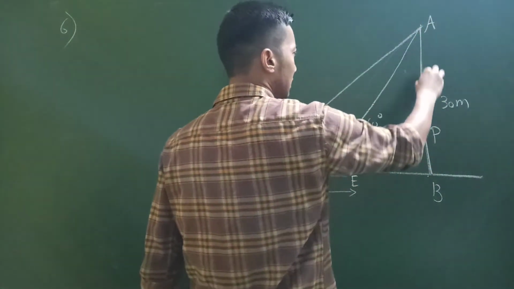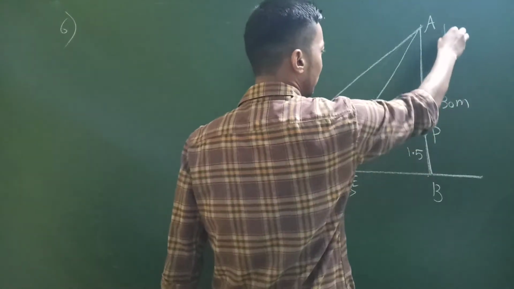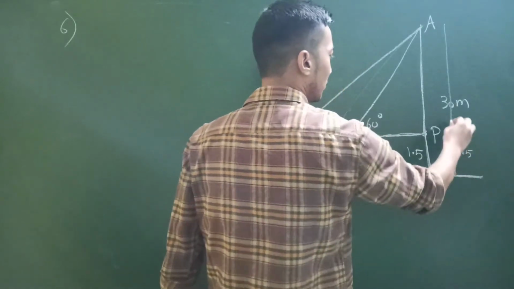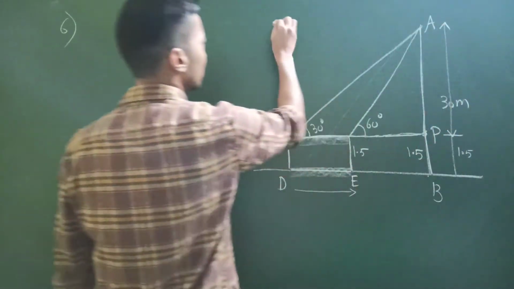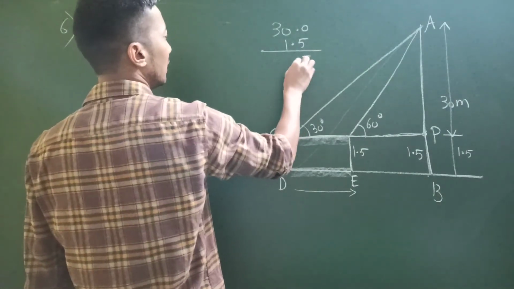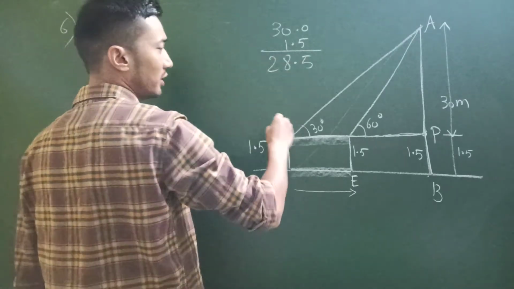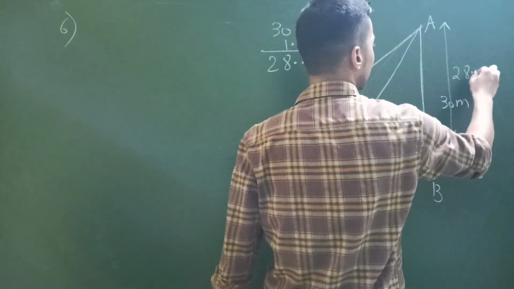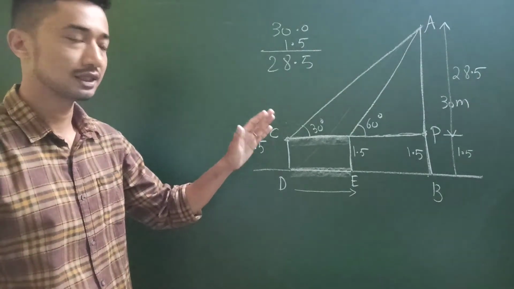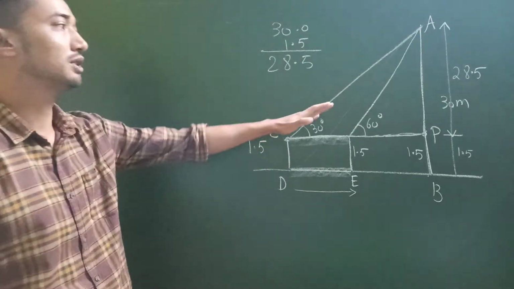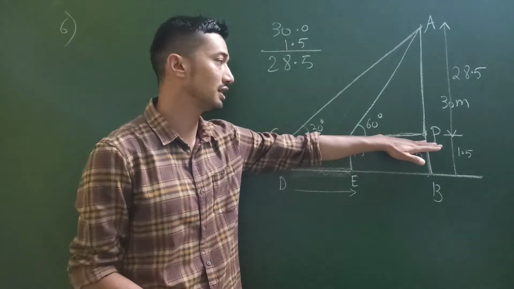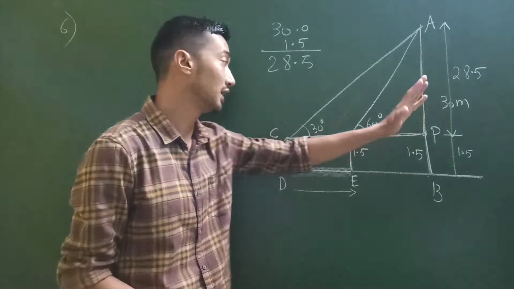Out of that 30, we are going to remove 1.5. So from 30, if I subtract 1.5, what will be 28.5. So this height is going to be 28.5, just ignoring this part. Alright, and then we will just calculate. So everything is leveled now, everything is balanced, no problem after that. Okay, so let's solve then.